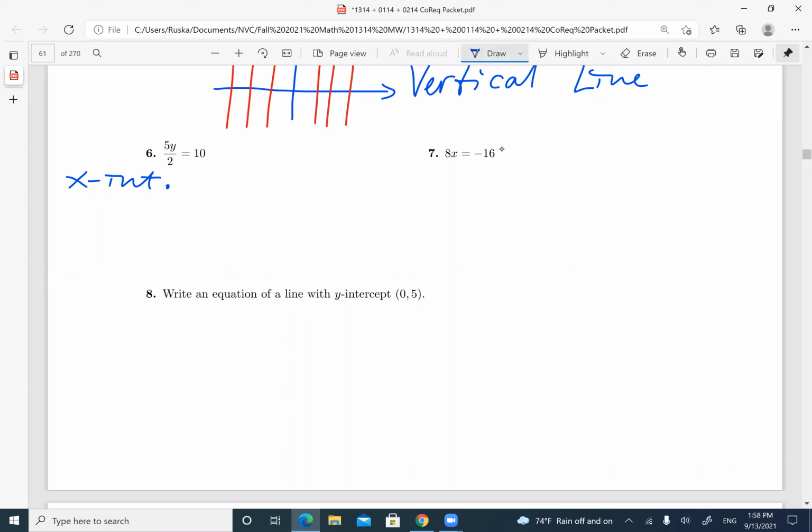Technically, if you use the same method, to find the x-intercept, I'm replacing y with 0, right? So it's going to be 5 times 0/2 is 0 equals 10. 0 equals 10 has no x, and 0 is not equal to 10. That means no solution. So that means there is no x-intercept, which is okay. If you have no x-intercept, that means it's a horizontal line, right?